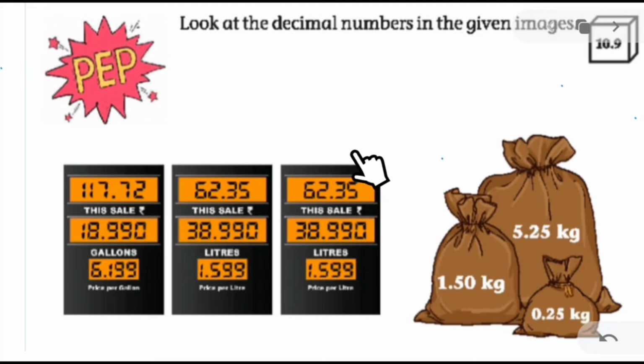So let us start our activity with a paper activity. Look at the decimal numbers. The first number is 117.72, and next 62.35, and this also 62.35, and 18.990, 38.990, and 6.199, 1.599. You have to look at all these decimal numbers.